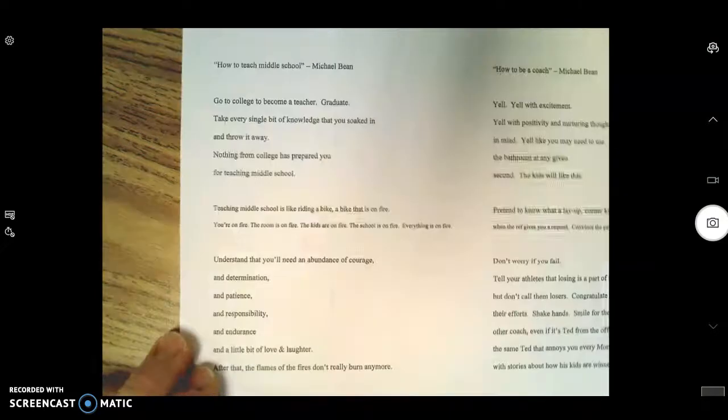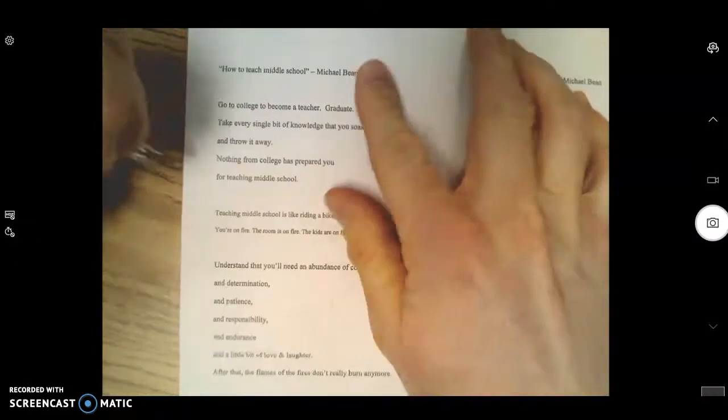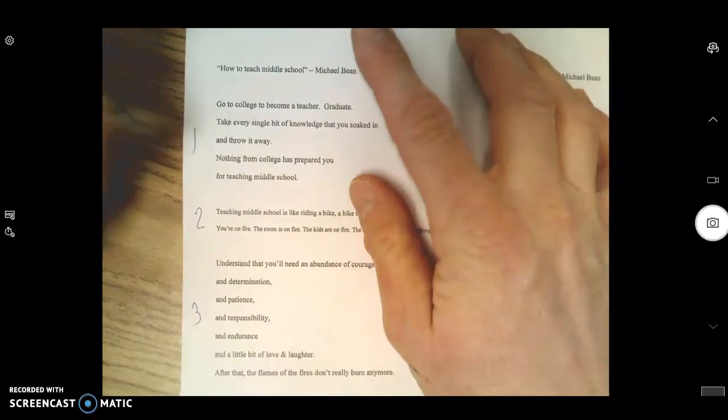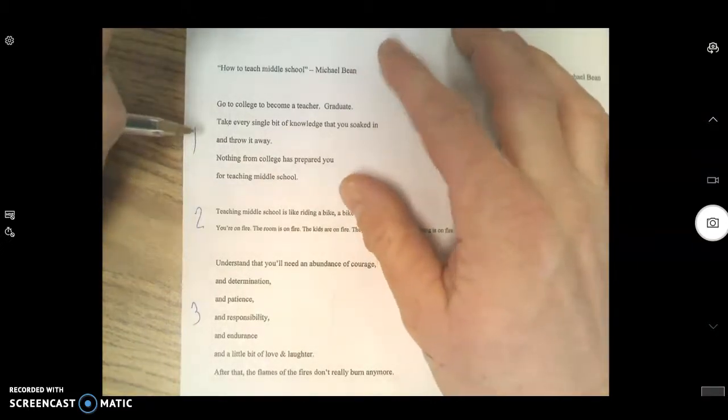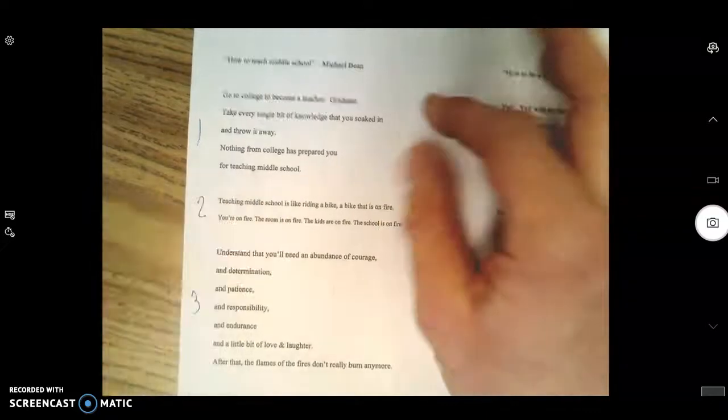So, how to teach middle school. Here we go. Hey, what do I not need to do to my title? I don't need to do it because Michael Bean already did it for us, and I can number my stanzas 1, 2, 3. What do I notice? How many lines in my first stanza? 5, then 2, then it's a process. Just for a moment.